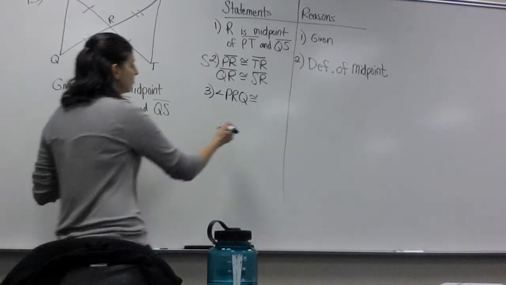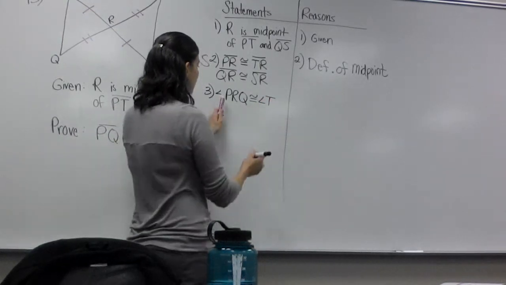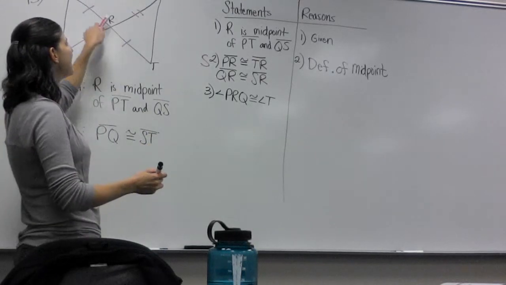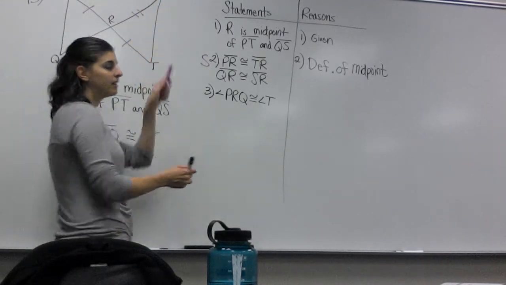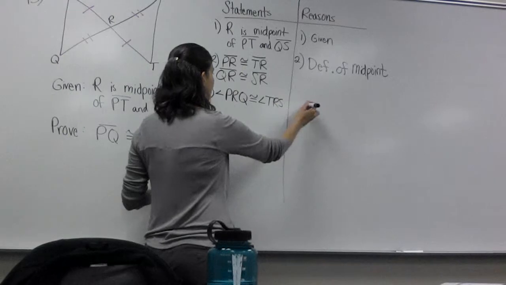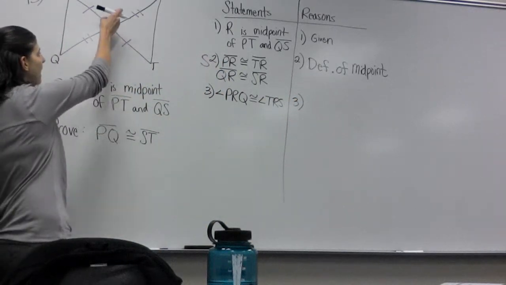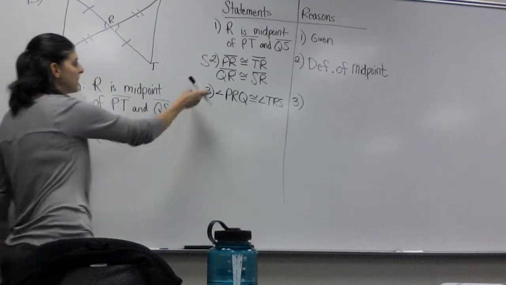All right? So PRQ would be congruent to TRS. Okay? What's the reason for that? How do you know that this angle is congruent to that angle?